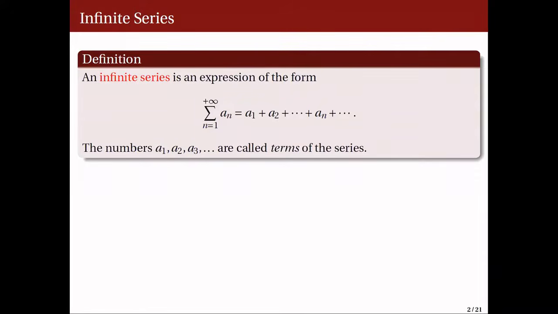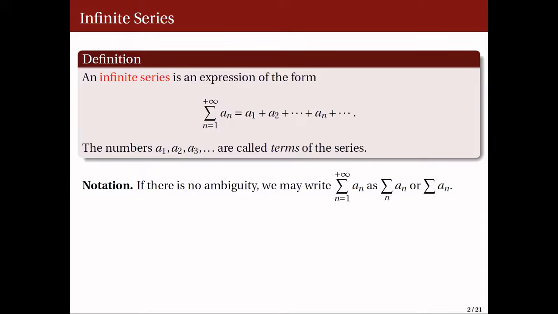We first define an infinite series. An infinite series is an expression of the form summation of a sub n, with n ranging from 1 to infinity, which is equal to a sub 1 plus a sub 2 plus a sub 3, and so on. The numbers a sub 1, a sub 2, a sub 3, etc. are called terms of the series. Now, for our notation, if there's no ambiguity, we may write series by omitting their indices.